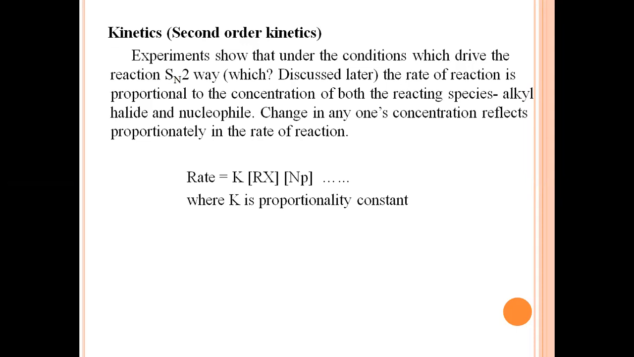If we change the concentration of any one of the reacting species, if we increase or decrease the concentration of alkyl halide, the rate of the reaction also increases or decreases respectively, in the same proportion. The same happens with the nucleophile. If we increase or decrease the concentration of the nucleophile in the reaction, then the rate of the reaction also increases or decreases in the same proportion. So K is nothing but the proportionality constant.